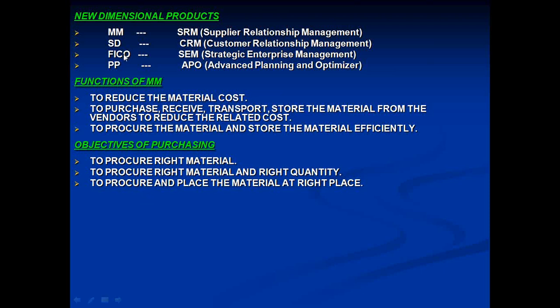And coming to the functions of materials management: to reduce the material cost, to purchase, to receive, to transfer, and to store the material from the vendors, to reduce the related cost, to procure the material and store the material efficiently, are the functions of materials management. An objective of purchasing is to procure the right material, in the right quantity, and at the right place, are the objectives of purchasing.